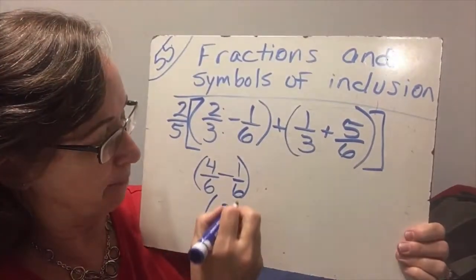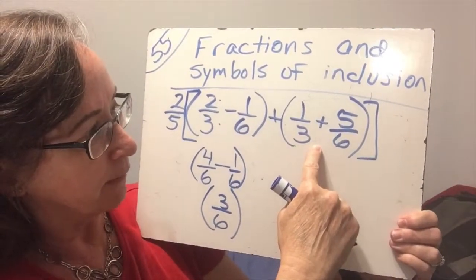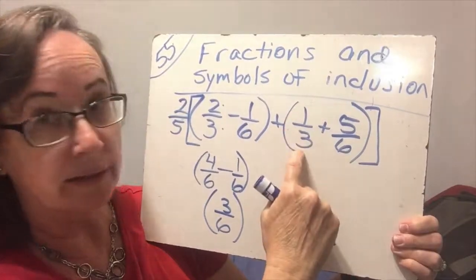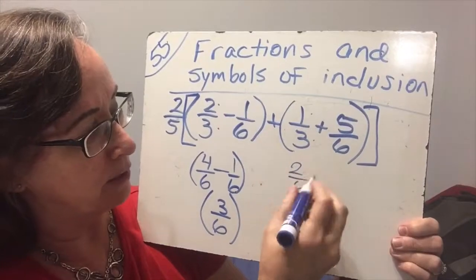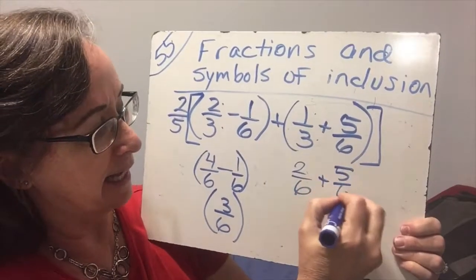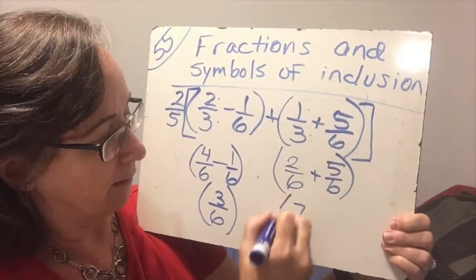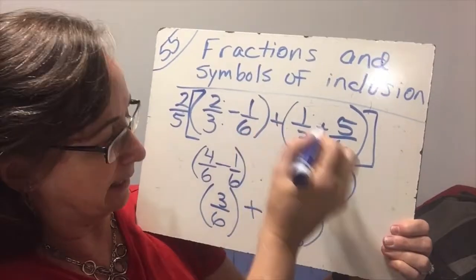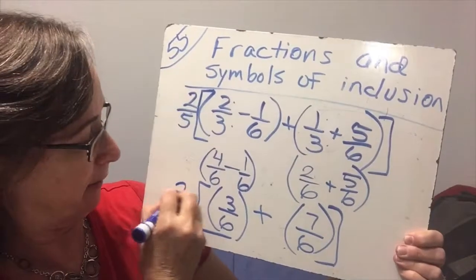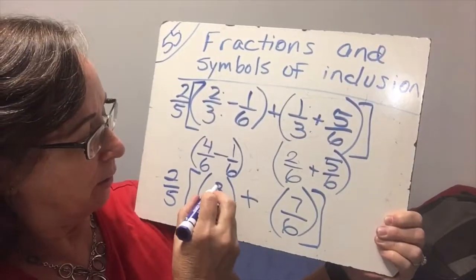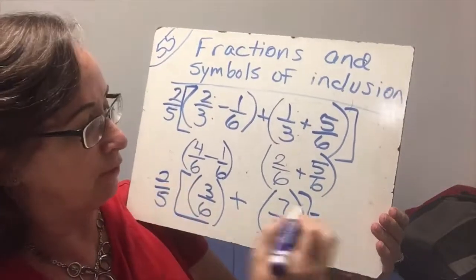Now I can simplify that, but I'm going to wait because I might have to add it over here. Okay, so then this one is needing to change. 1/3 is the same thing as 2/6. Multiply by 2, multiply by 2. I get 2/6 plus 5/6 is 7/6. Okay, and these two add together, and then we got this big bracket, and we've got the 2/5 out here. Okay, so 3 plus 7 is 10/6. So this is going to equal 2/5 times 10/6.